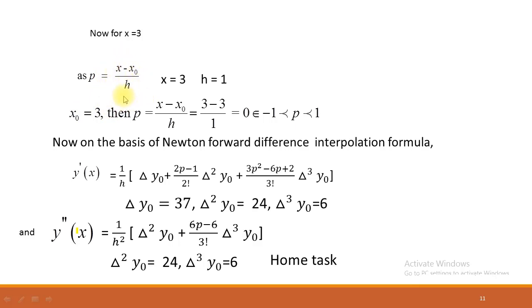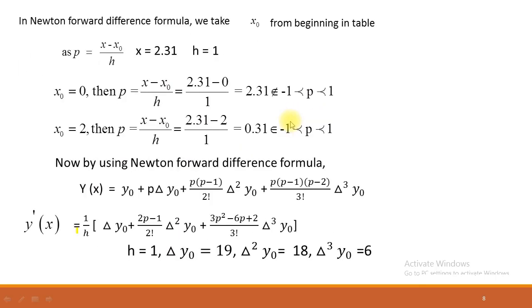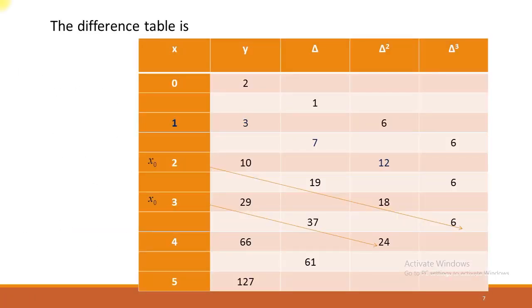If we consider the value of x naught from the beginning in the table, which is x naught equal to 0, then the value of p does not belong to the range between -1 and 1. Similarly, if x naught is 1, then p also does not lie in the range between -1 and 1, and for x naught equal to 2, the value of p also does not belong to the range -1 and 1.